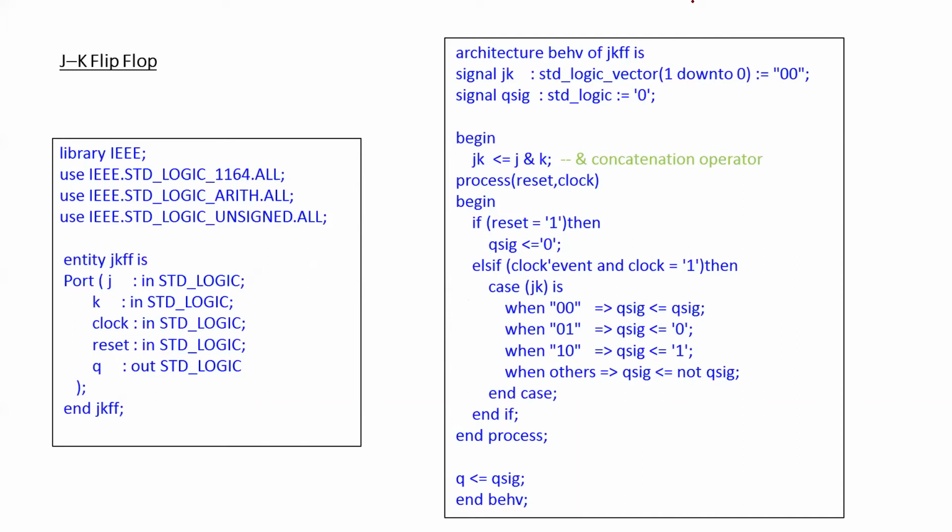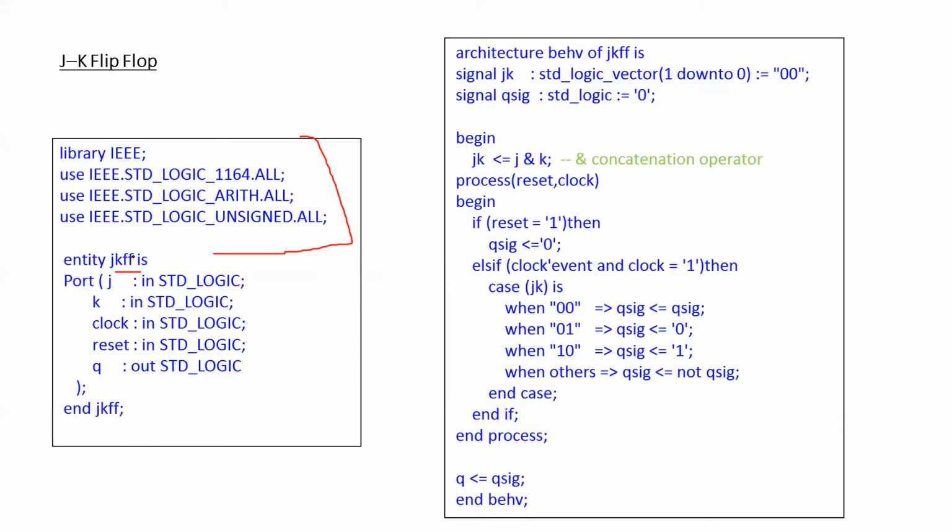So it is nothing but a JK flip flop. So in the JK flip flop, you can see I have included all the libraries over here. I have a different set of libraries present over here. Next, what I have defined is JK flip flop, JKFF, as an entity.